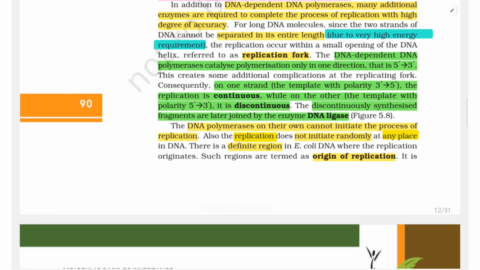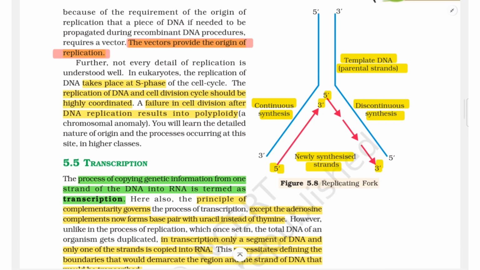The DNA polymerases on their own cannot initiate the process of replication. Also, the replication does not initiate randomly at any place in DNA. There is a definite region in E. coli DNA where the replication originates. Such regions are termed as origin of replication. It is because of the requirement of the origin of replication that a piece of DNA, if needed to be propagated during recombinant DNA procedures, requires a vector. The vectors provide the origin of replication.